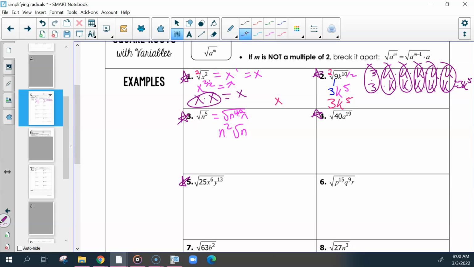The second way, n to the 5th would be 5 n's. How many pairs would we have? 2. With 1 left over, that would be n times n, with n inside. N times n is n squared. Then the last method: 2 goes into 5 how many times? Twice. With how many left over?